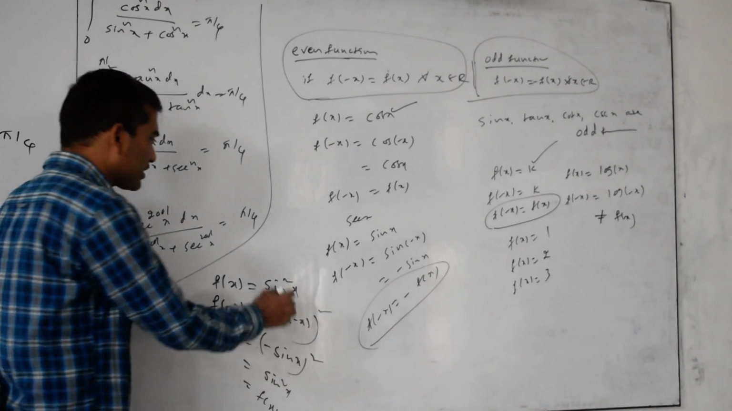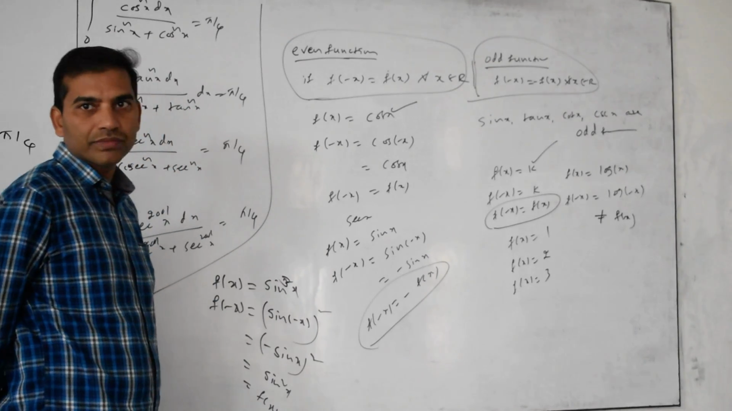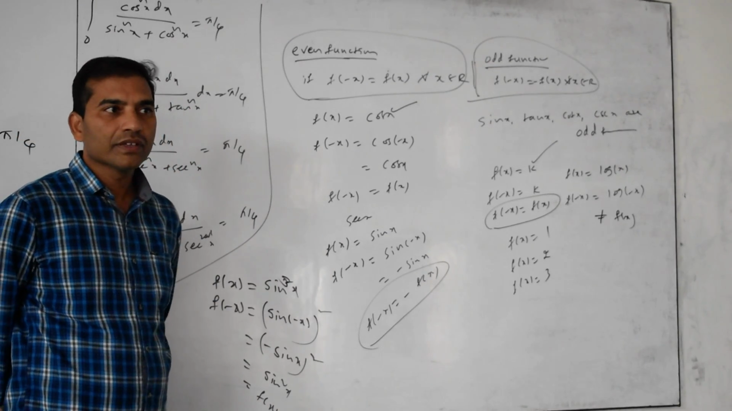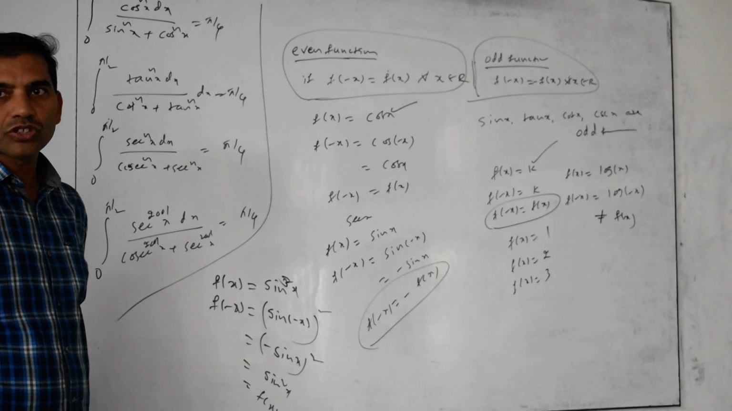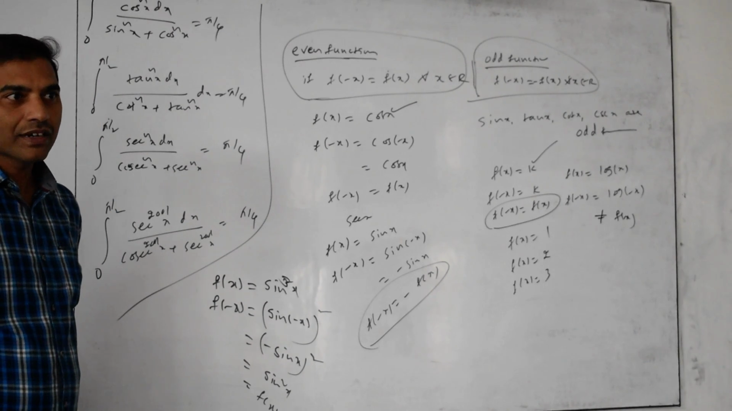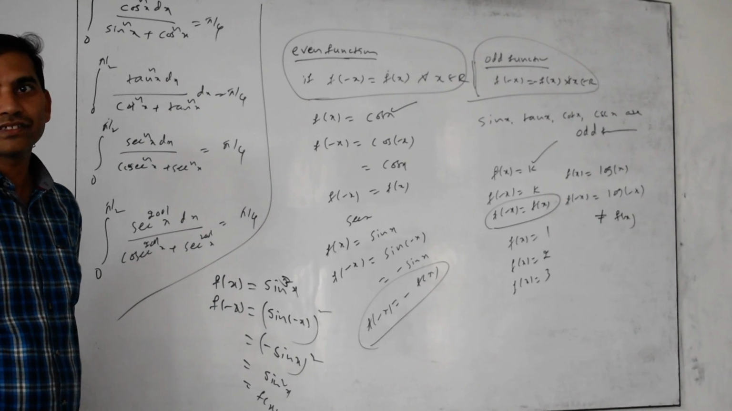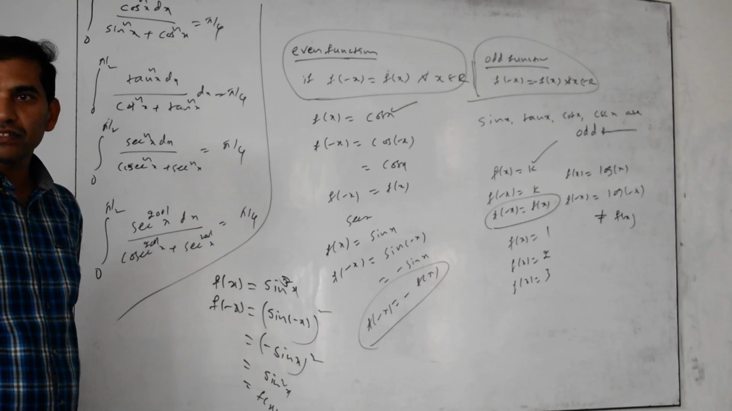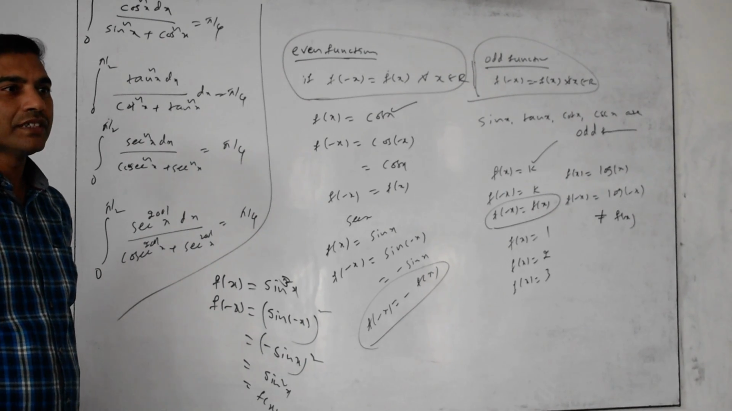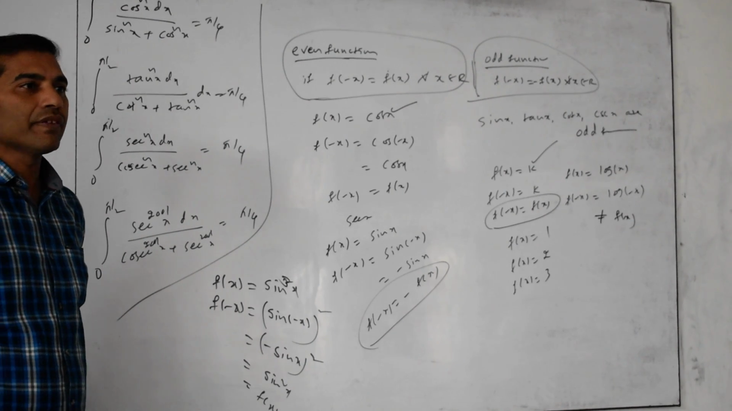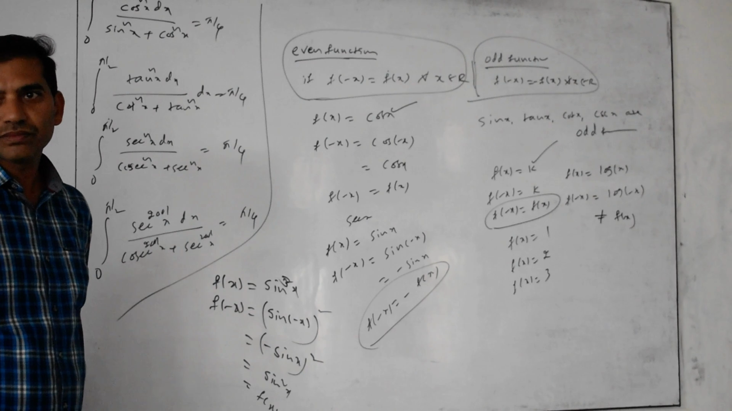What about sin cube x? Odd function. Cos square x? Even. Cos cube? Even. Why? Because cos minus x is cos x. Cos minus theta is cos theta. Sec minus theta is sec theta. Cos and sec are always even functions, whatever the power is.